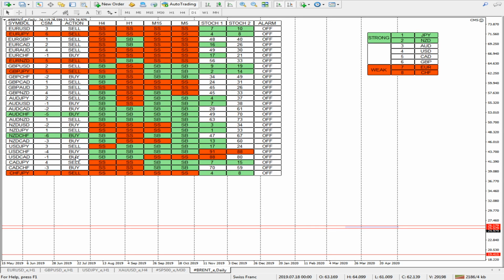We have US dollar, Swiss franc, an active uptrend. Then we have Swiss franc, Japanese yen. We have an active downtrend. So you ensure you only trade on those symbols where there's an active trend. If there's no trend, we don't trade it.